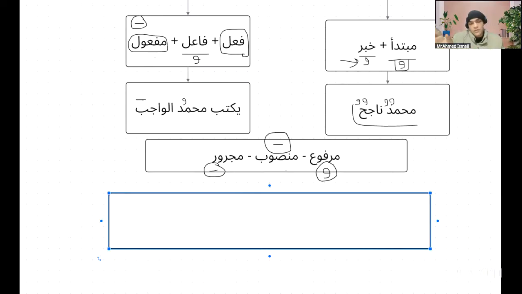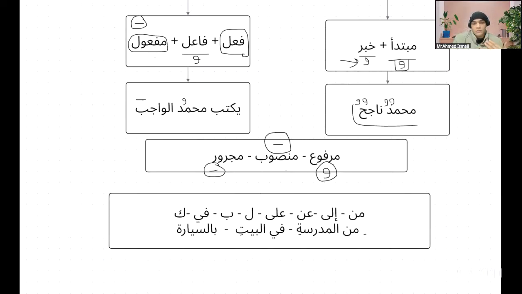Because you have a preposition or حرف جر before it, which means it will be مجرور, and مجرور means it has كسرة. For example, I say بالسيارة, by using the car, or by the car. Is it بالسيارة or بالسيارة or بالسيارة? In this case, I of course say بالسيارة. Why بالسيارة? Because I have a preposition before it. Got it? I hope you got it, guys.